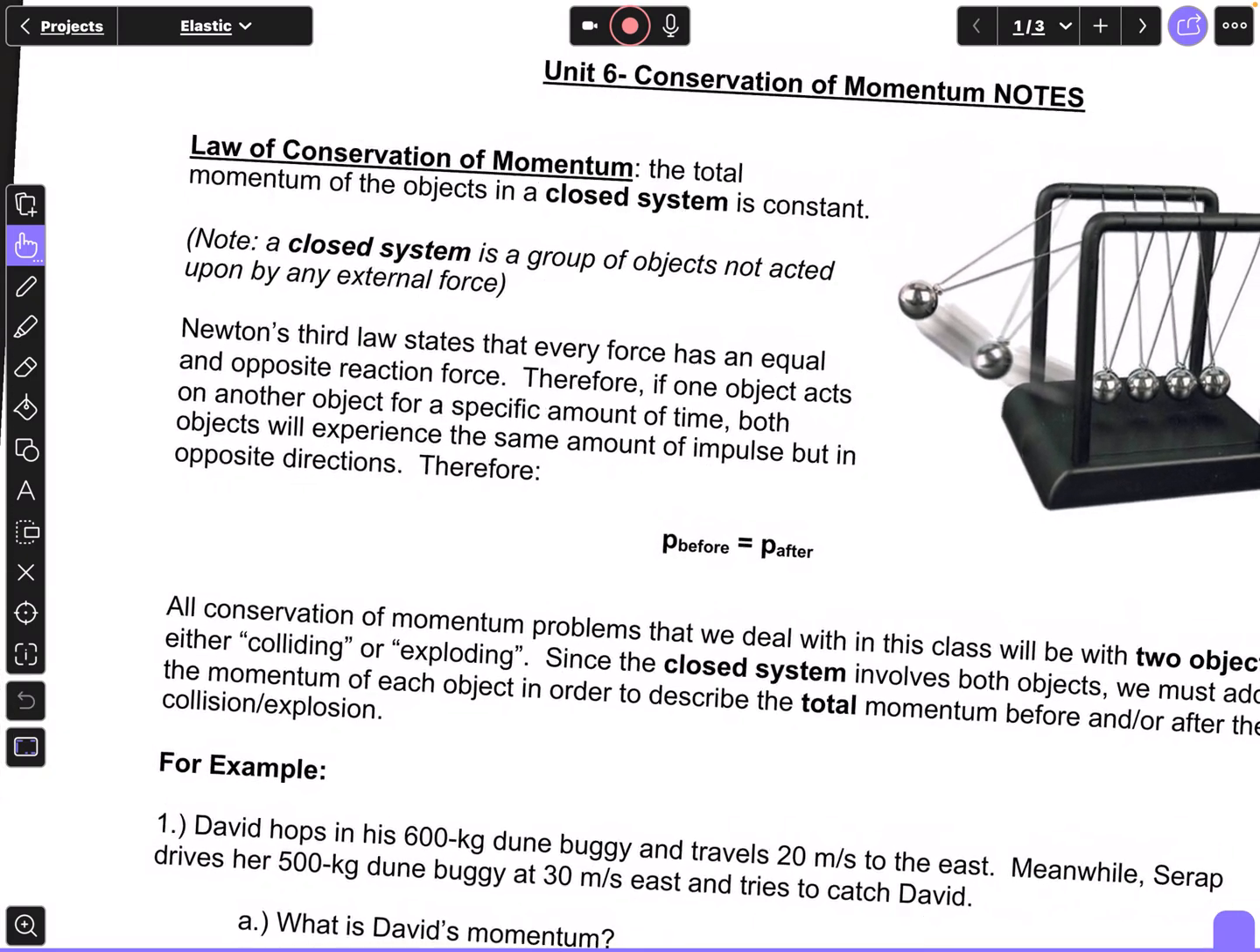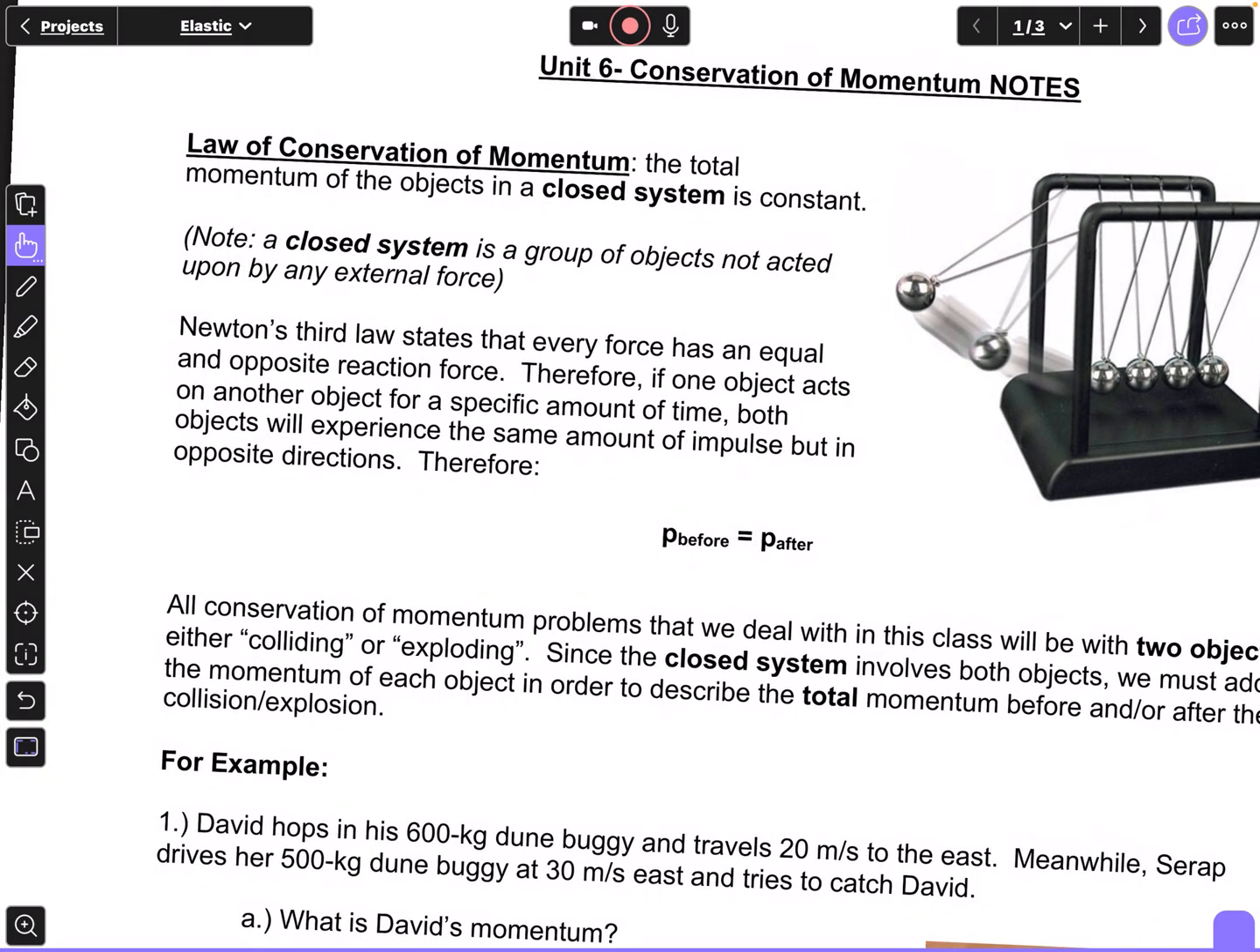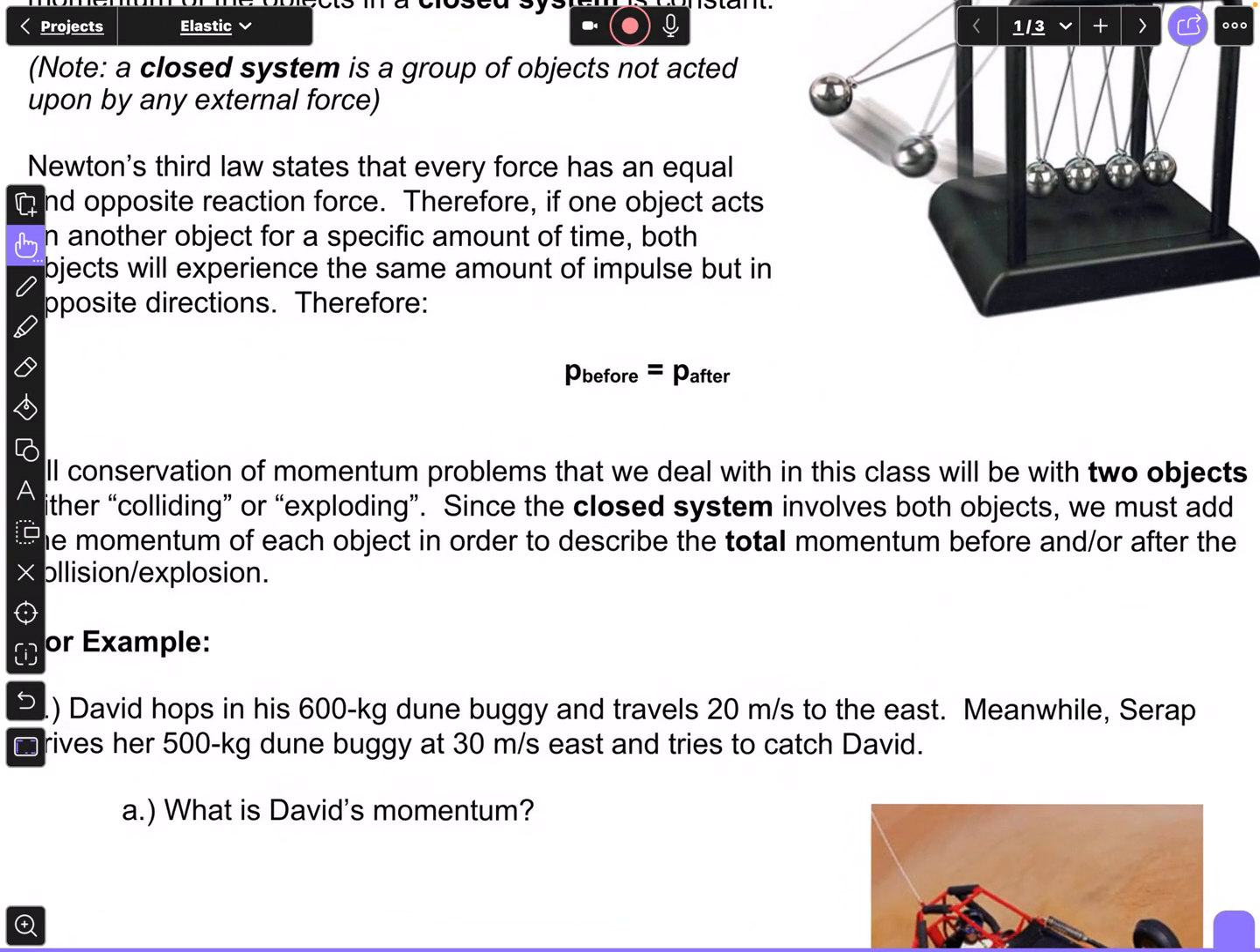Newton's third law states that every force has an equal and opposite reaction force. Therefore, if one object acts on another object for a specific amount of time, both objects will experience the same amount of impulse but in opposite directions. Therefore, P before equals P after. That's the momentum before the collision equals the momentum after the collision.